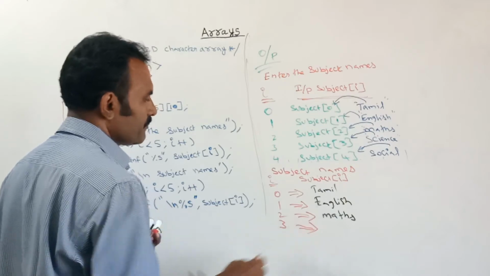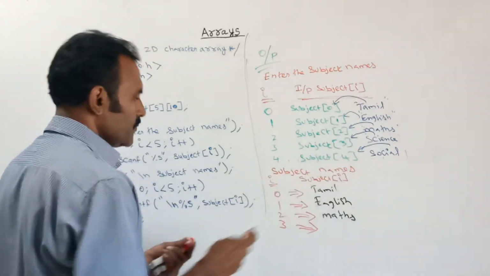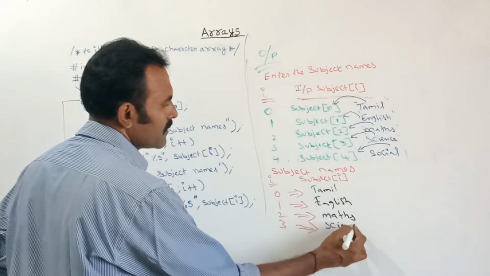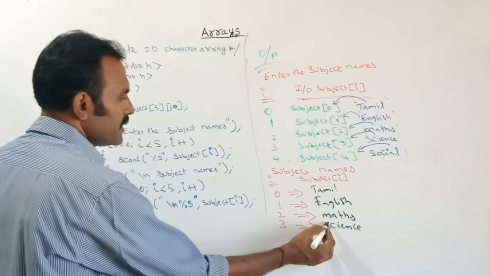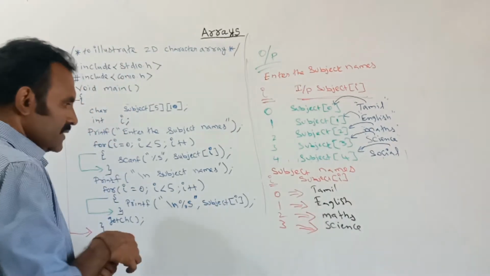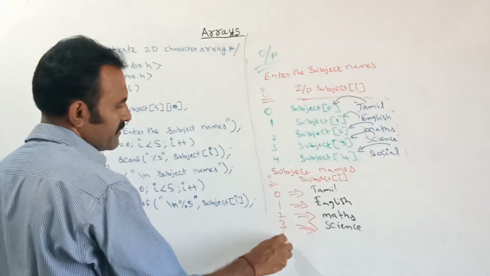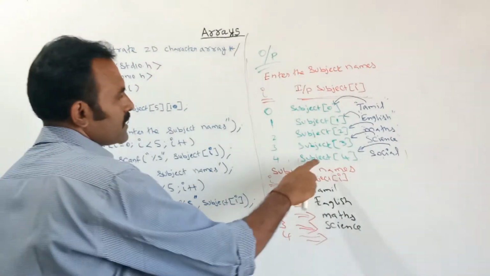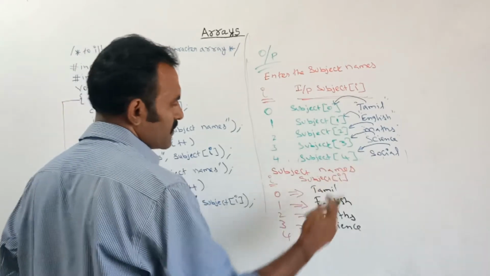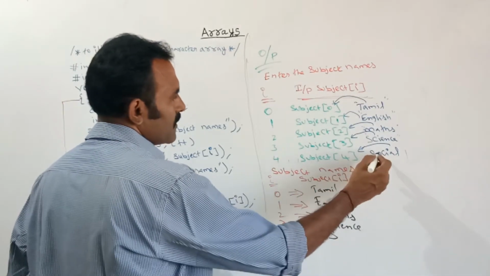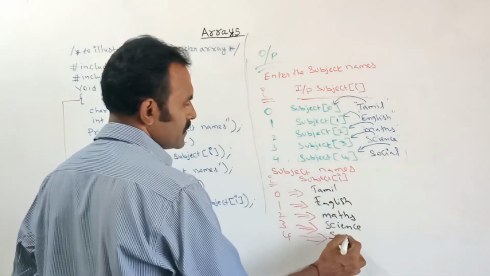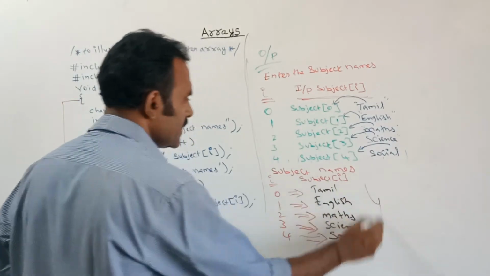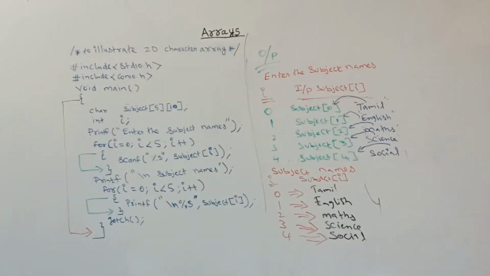Here, subject of third position, string science. It will display the string science. After that, at the fourth position, I value is 4. Here I am telling it to print the subject of fourth position. Subject of fourth position is here. What is the string? The string is social. So these subject names will be displayed on the display screen in this way.